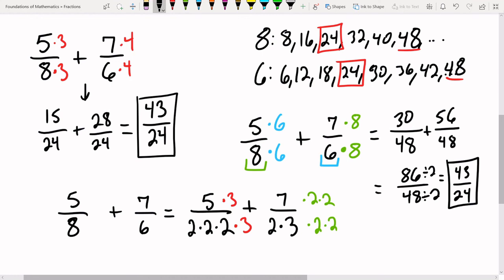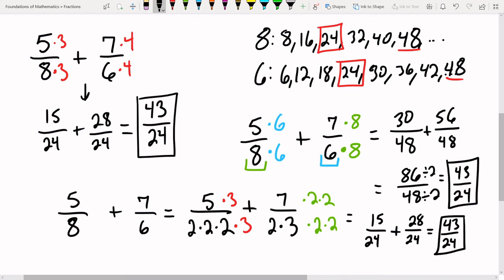On bottom here, we have 2 times 2 times 2 times 3, and 2 times 3 times 2 times 2. We have the same number of 2's and the same number of 3's in both fractions. And that means that they are going to be the exact same number. 2 times 2 times 2 times 3 is 2 times 2 is 4, times 2 is 8, times 3 is 24. And we get 15 over 24 plus 28 over 24, which gives us 43 over 24.